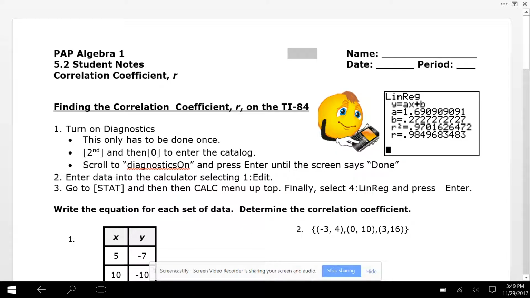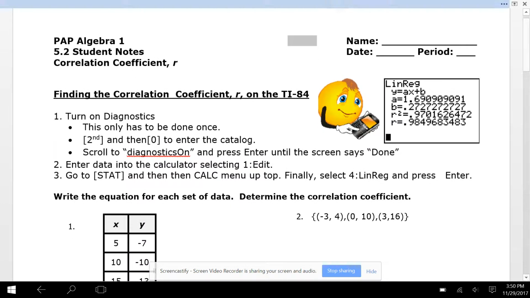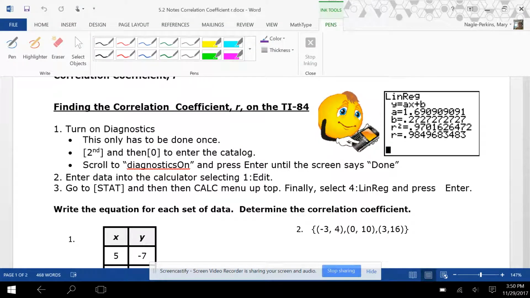Okay, 5.2 student notes. This is going to be really short because we're just doing this calculator practice again. But we are going to use the correlation coefficient. So the first thing you want to do, and I'm going to go back and forth between this and the calculator that I have on the screen, but I'll try not to make that take me a long time.